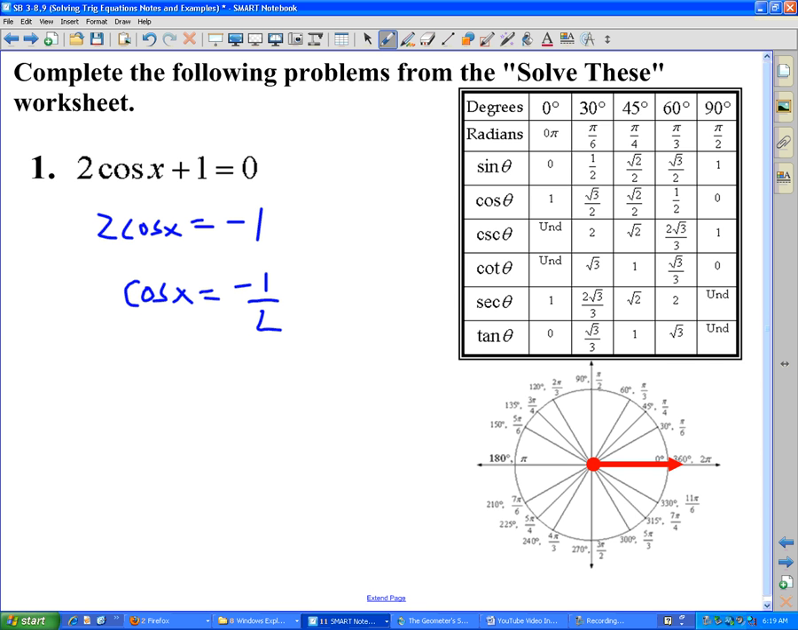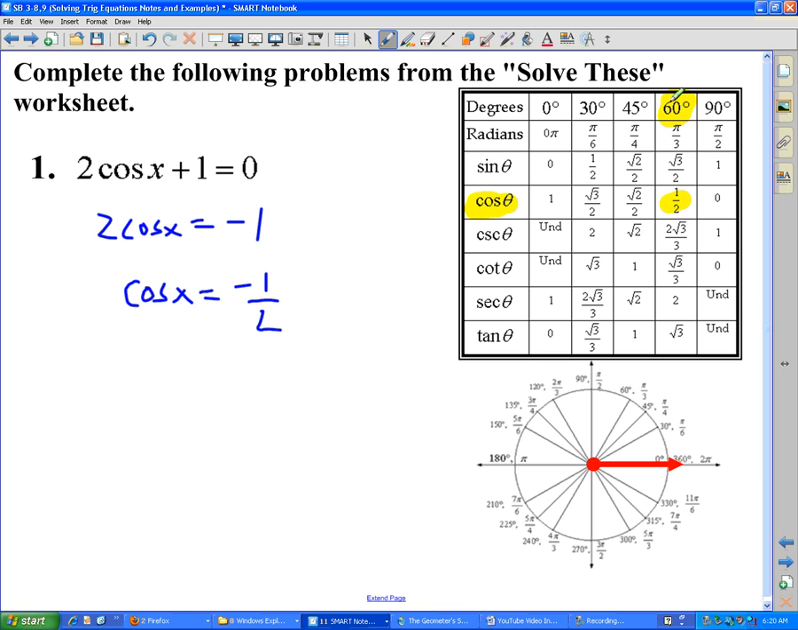So all of these answers are going to be ratios from the table. And so what we're going to do is go to the table and say, okay, let's see here. Here's cosine. Here's 1/2. It looks like we're going to be working in 60-degree angles. Now, here's one thing that you're going to have to keep in mind.